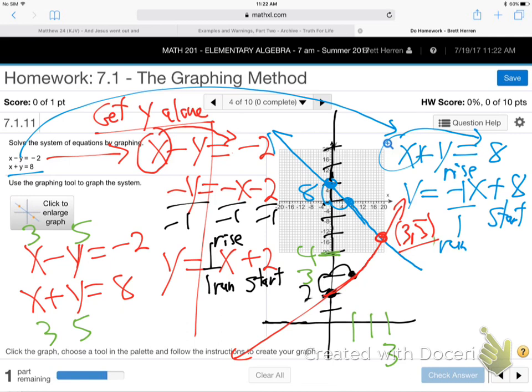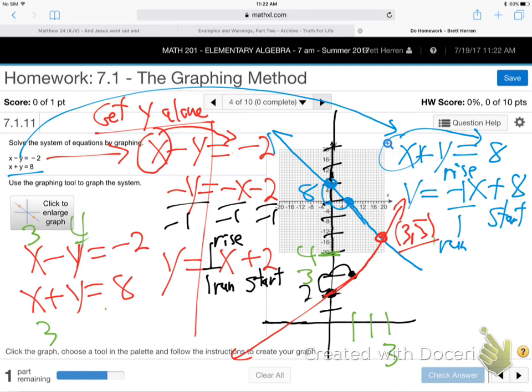That's how I knew it wasn't 3, 4. Because if this was 4, that wouldn't work. 3 minus 4 would not be negative 2. And 3, 4 would not add to be 8. See, it's not 3, 4. It's actually 3, 5. Now, when you graph on Math Excel, your graph will look beautiful and perfect.